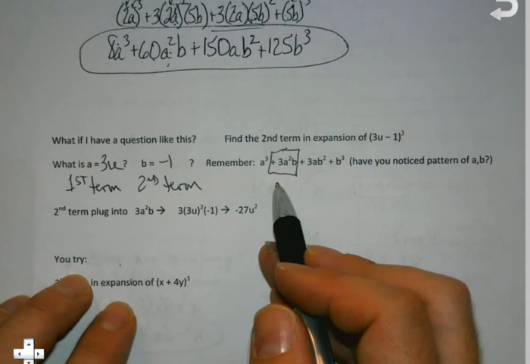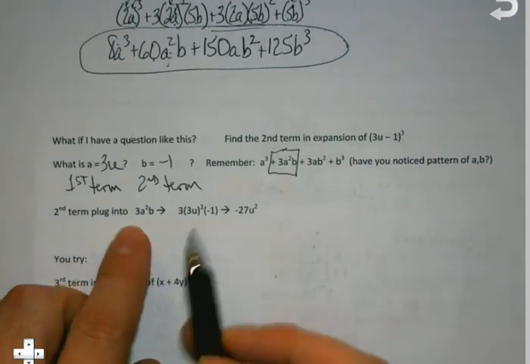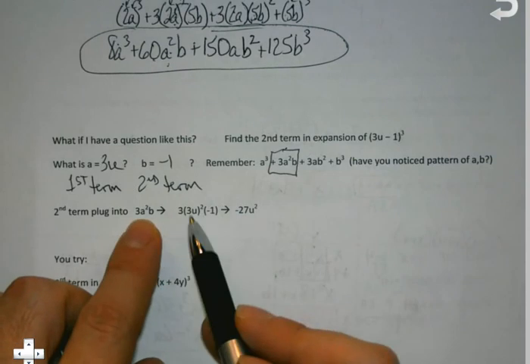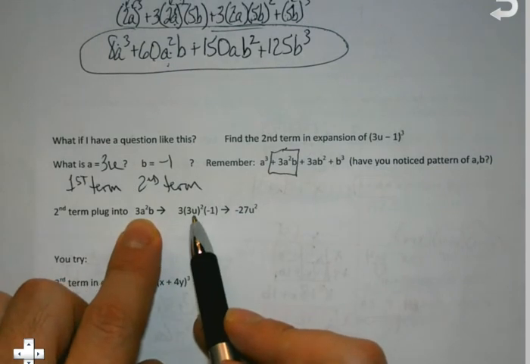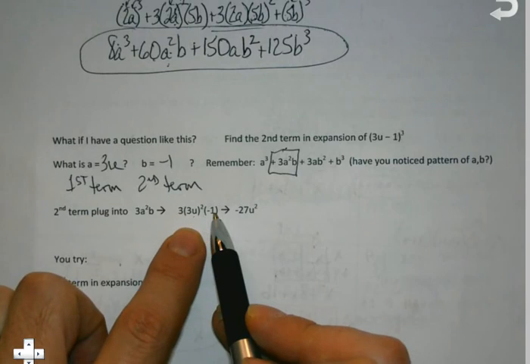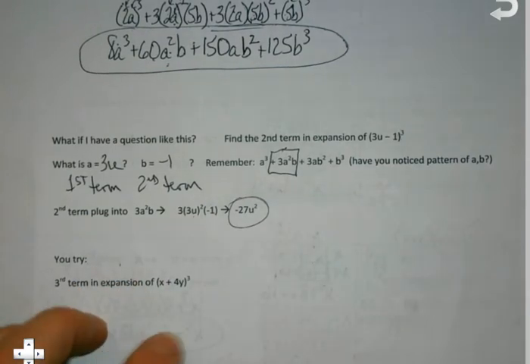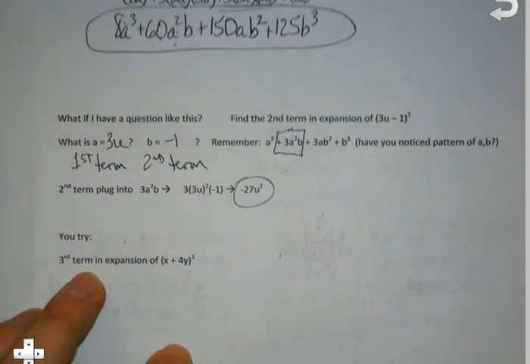So if you're doing the double box, you have to do everything. If you understand the pattern, now I'm just going to take the 3u and plug it in where a goes. I'm going to take negative 1 and plug it in where b goes. And I'm just going to simplify it. I'm going to be done, and I'm going to circle it, and I'm going to go, woo! But let me show you how this works.